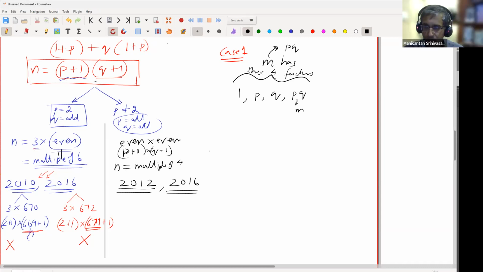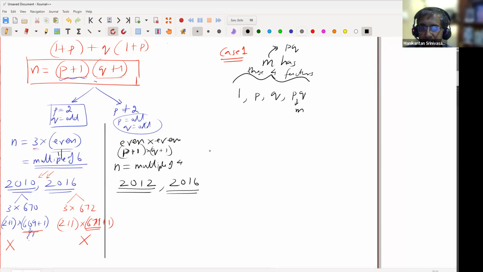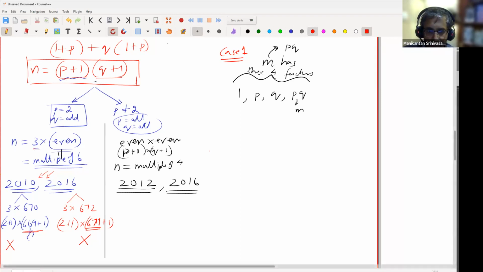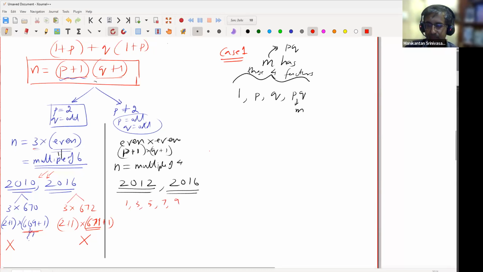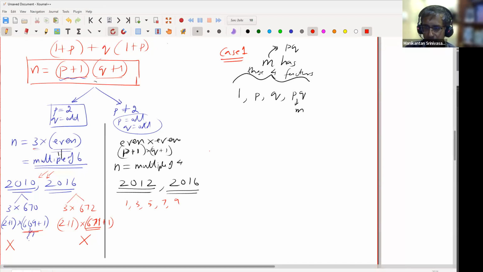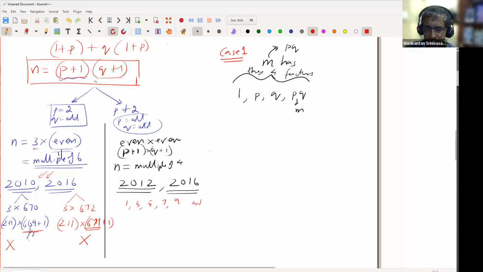Okay. Now, P and Q are what? Prime numbers, right? P and Q are prime numbers. Now, what can be the ending digits of prime numbers? Ending digits of prime numbers can be either 1, 3, 5, 7, or 9. Correct? These are the ending digits for the prime numbers. Why am I doing ending digits? You'll understand in just a second.